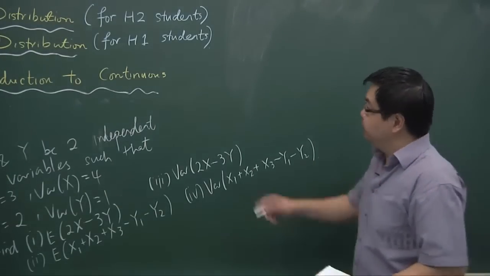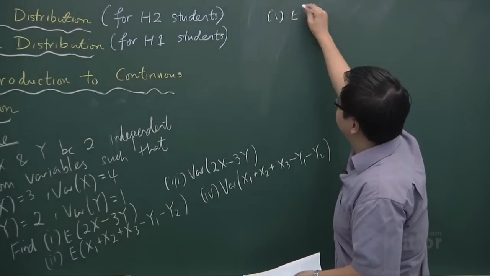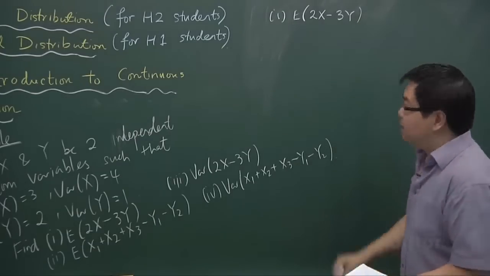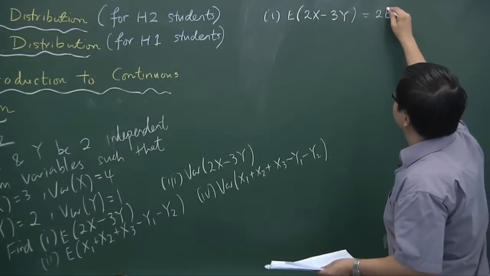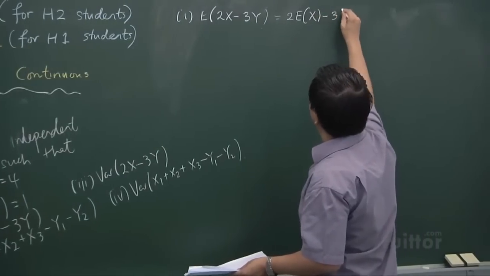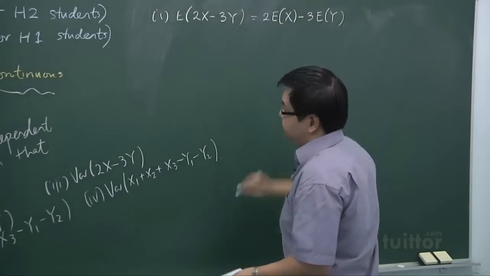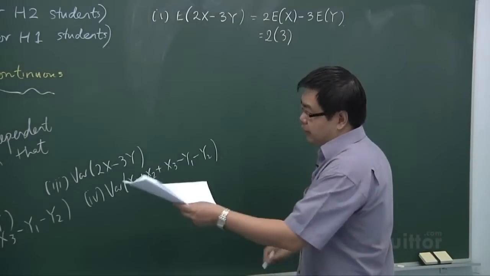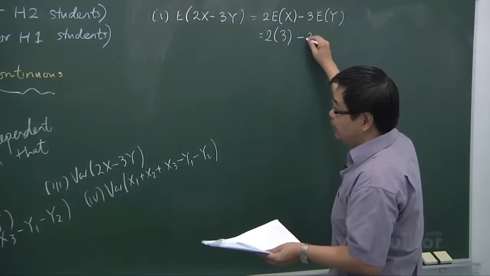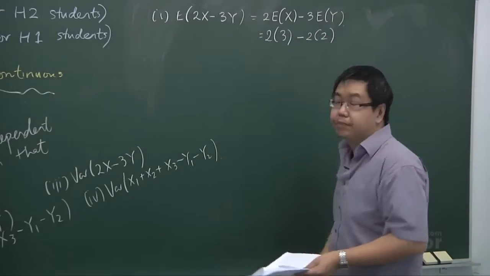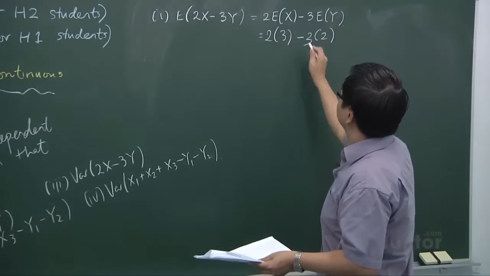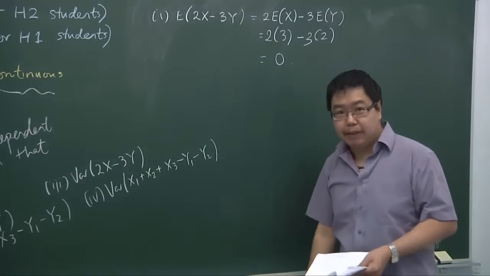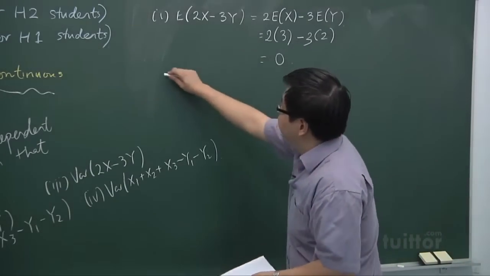Now, in the first situation, we want to find the expectation of 2x minus 3y. Regardless of whether x and y are independent, you can write it this way: 2 expectation of x minus 3 expectation of y. We know the expectation of x is 3, given in the question, and the expectation of y is 2. And therefore, 6 minus 6 gives you 0. That is the expectation. Now, how about part 2?